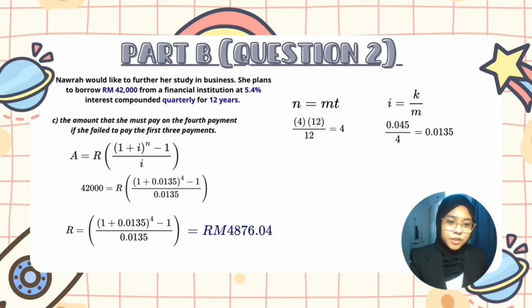Now, we're substituting the values. 42,000 equals R multiplied by the fraction in brackets 1 plus 0.0135 raised to the power 4 minus 1, all divided by 0.0135. Solving for R, the payment for the fourth period is 4,876 ringgit and 4 cent.